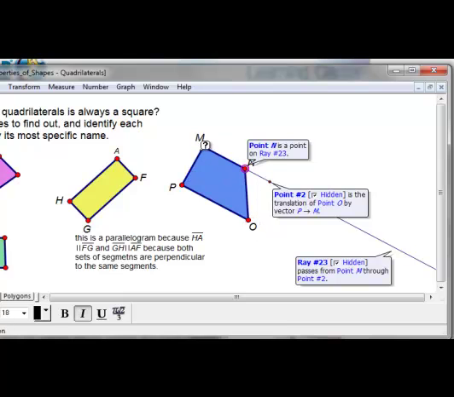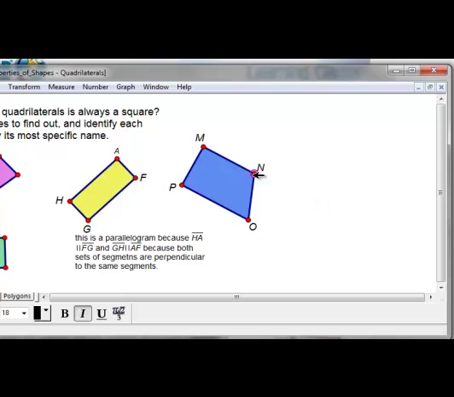And therefore, since this is perpendicular to this line, these two lines must be parallel. So, in fact, since this is an independent point, we know that both MN and PO are perpendicular to PM. And therefore, that's why this is a trapezoid.